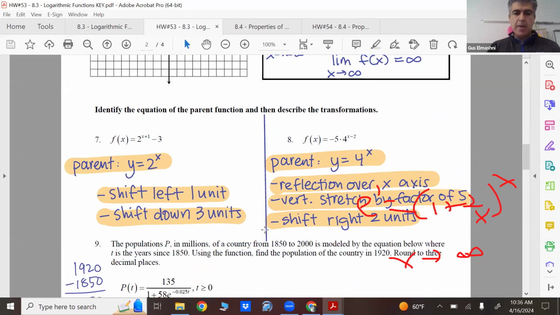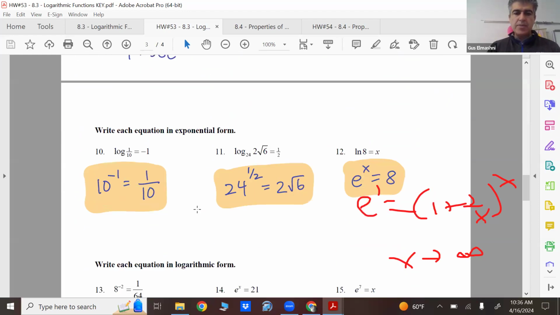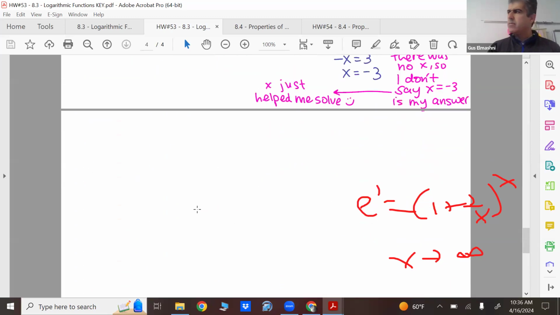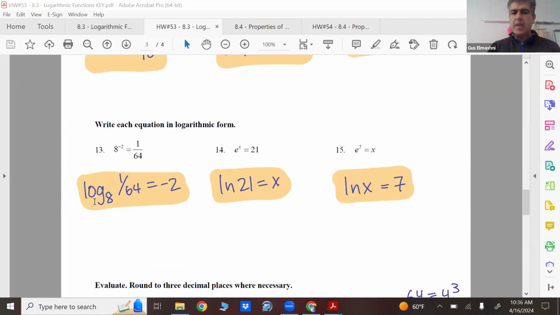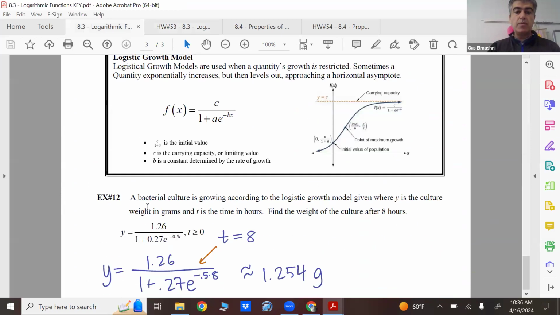This one here, parent functions, just assume that all the other stuff's not there. So 2 to the x or 4 to the x, and what the transformations are. Here you have a word problem, work it out. Log problems. Any questions on this you guys want to ask about on the homework? It's basically just an extension of notes, right? And I gave you guys a key. The old classwork? This one right here? The homework? I said the notes.